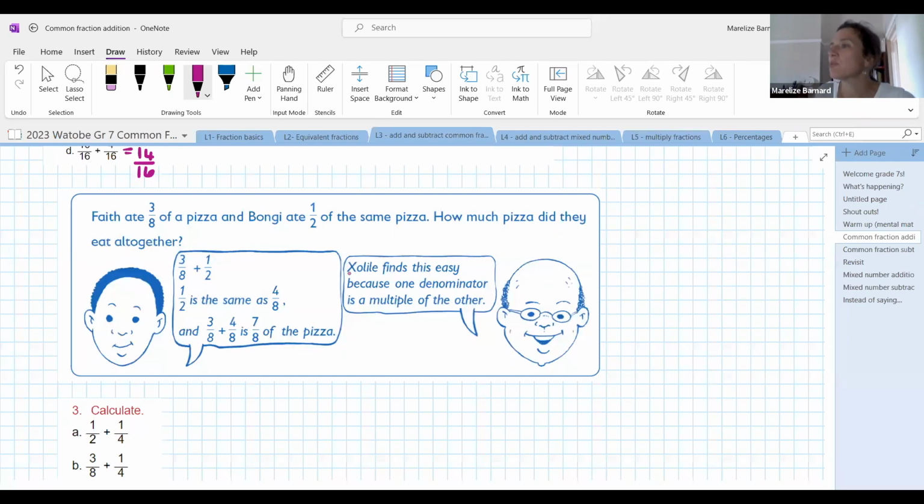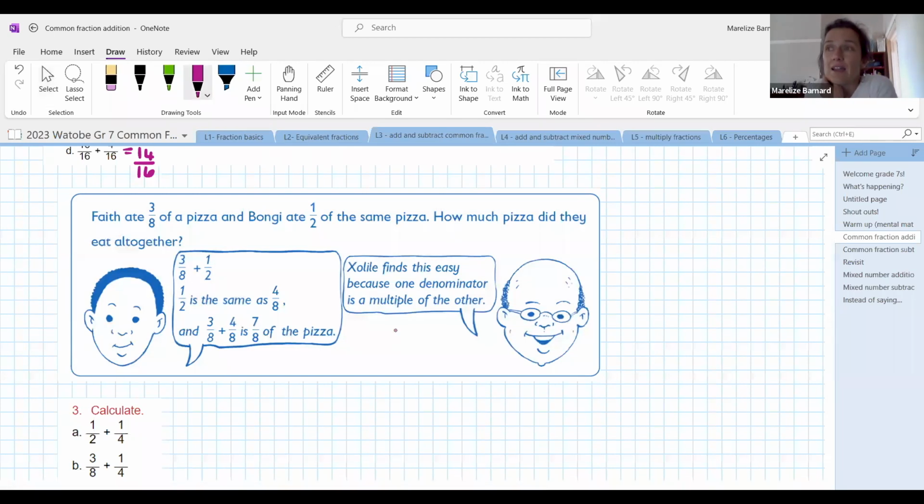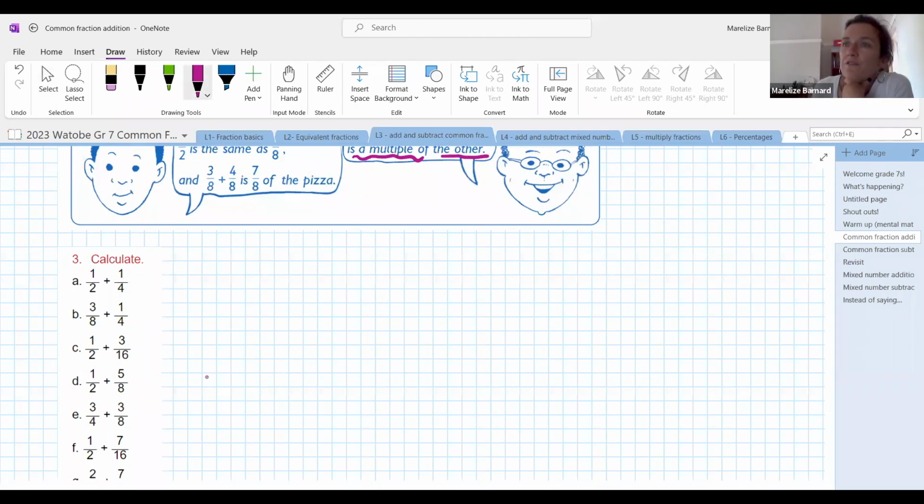Guys, just pay attention to what we're doing now. If I made a mistake, so be it. Sorry, let's move on. 1/2 is the same as 4/8. So 3/8 plus 4/8 gives me 7/8. So we need to make the denominator a multiple of the other. Okay. So let's see this first one. 1/2 plus 1/4 is equal to how much? How are we going to add this together?